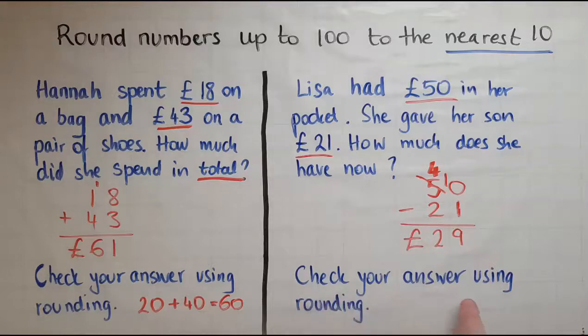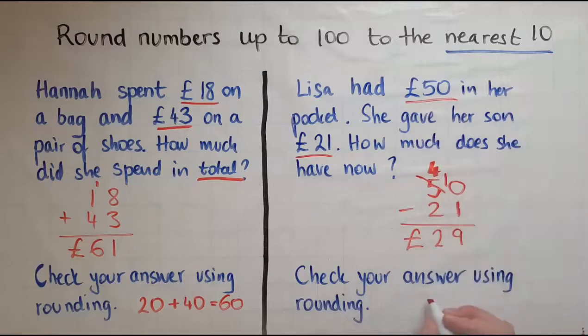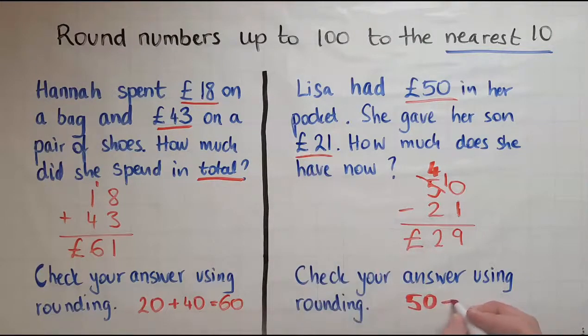And I've got to check my answer using rounding. So 50 is already rounded. I don't need to do anything about it. So 50. And the 21, that's about 20. So taking away 20 from the 50 leaves me with 30. That was 29. And my rounded answer is 30. So that is very, very close. That suggests that I did my calculation right. So this is how to check answers using rounding.